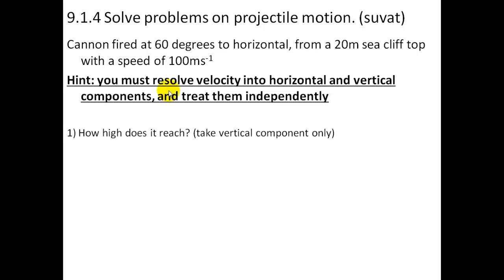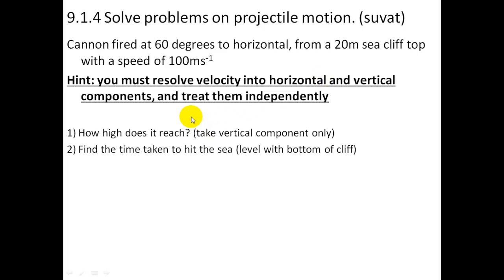So, a question: how high does it reach? Well, you basically have to take the vertical component only. Find out the vertical component of 100 meters a second in the vertical direction, given that it's fired at 60 degrees to the horizontal. Then you can use the suvat equations to find out what the distance will be. Remember to be consistent with the direction of distance or displacement and the direction of acceleration.